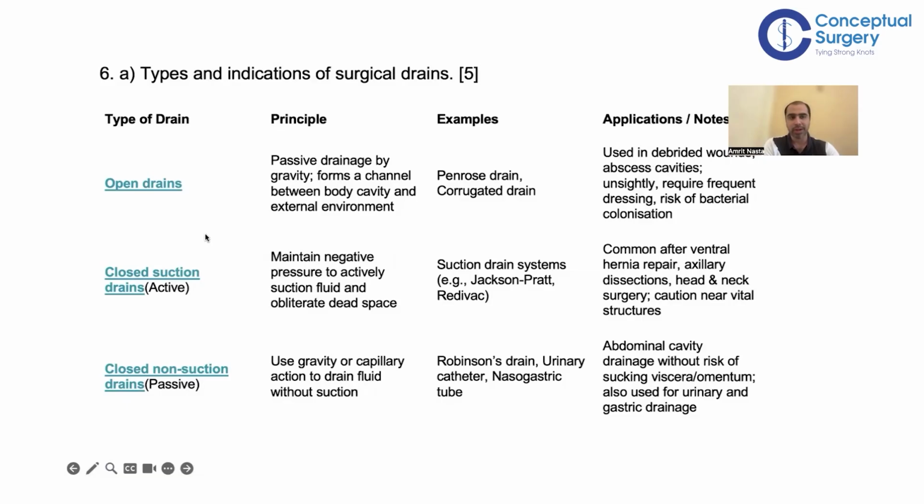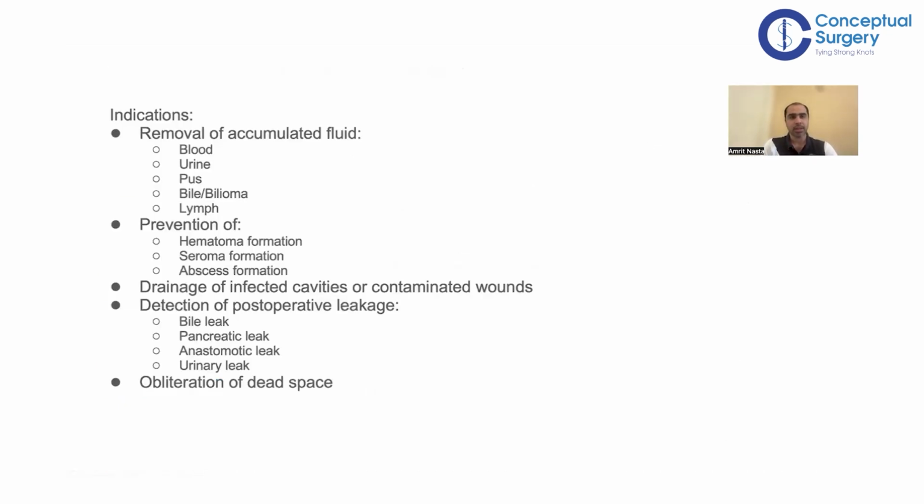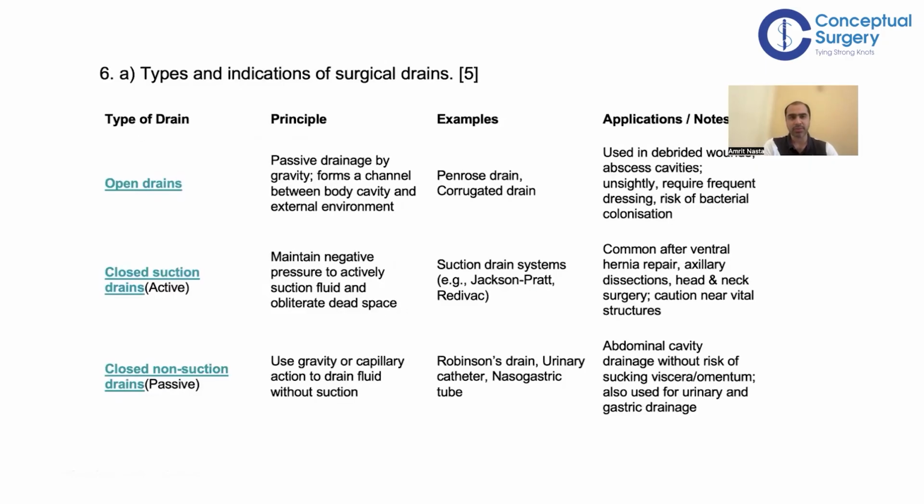And if you don't want to make a table, then go point-wise. First, write about open drain: principle, examples, applications; closed drain: principle, examples, applications, and so on. Surely you can score the full 5 marks if you write this much in a question like this. Then you can write a little bit about indications, which you can fit in this table itself.